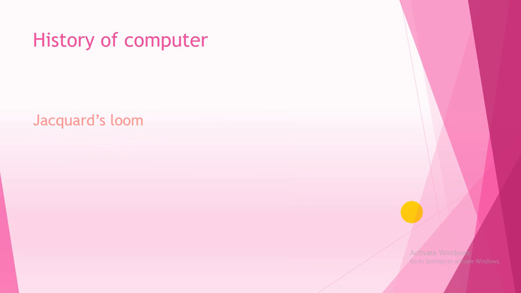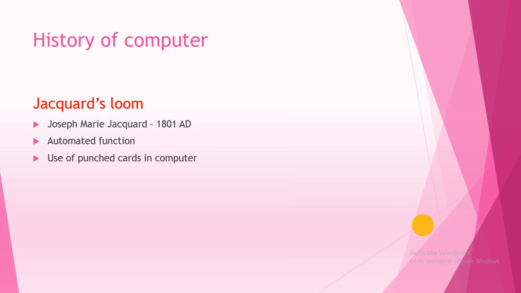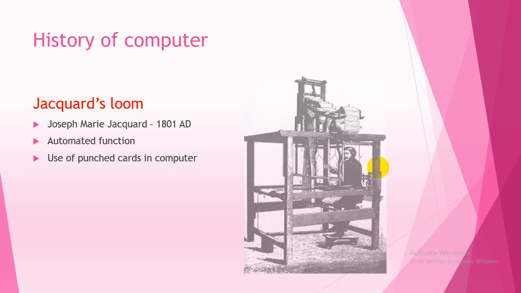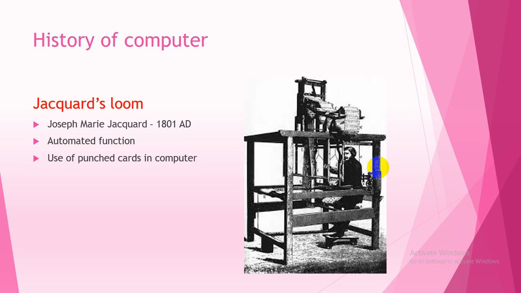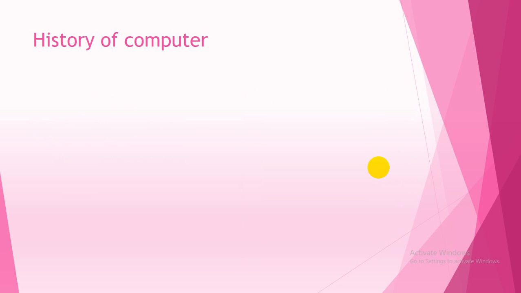And next comes Jacquard's loom. In 1801 AD, a French textile manufacturer named Joseph Marie Jacquard invented a textile loom attachment consisting of a belt of punched cards. Jacquard's idea of using punched cards to control and automate the functions of a device like a weaving loom laid the foundation for the development of the use of punched cards.